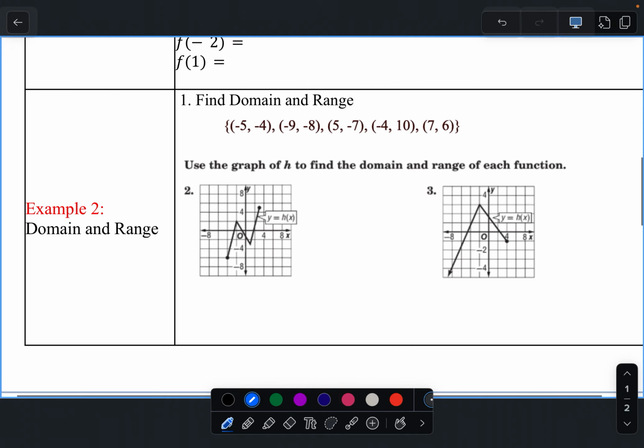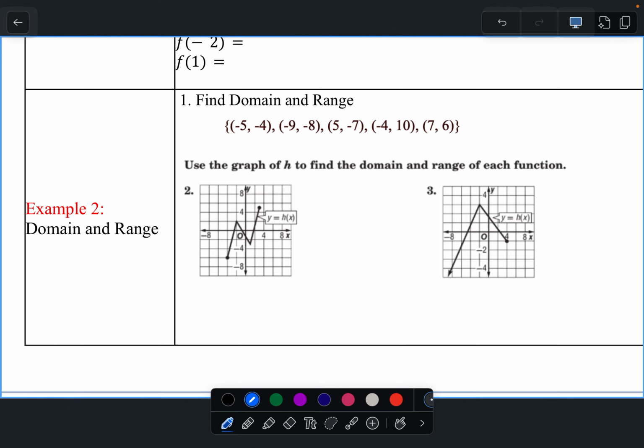Okay, let's take a look at this one. It says to find the domain and range. And we have different things to look at. So the first one's the nice one. We have a list of ordered pairs. So that is called a discrete function or discrete relation, depending on if things repeat or not.